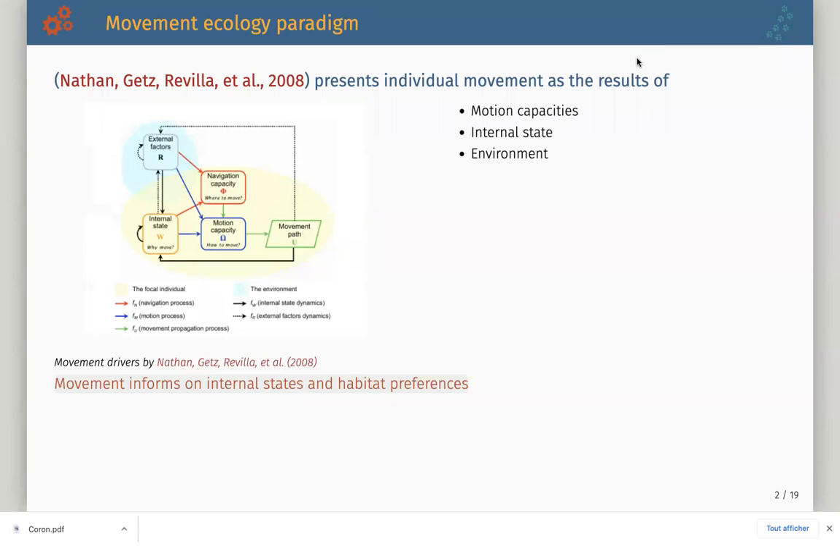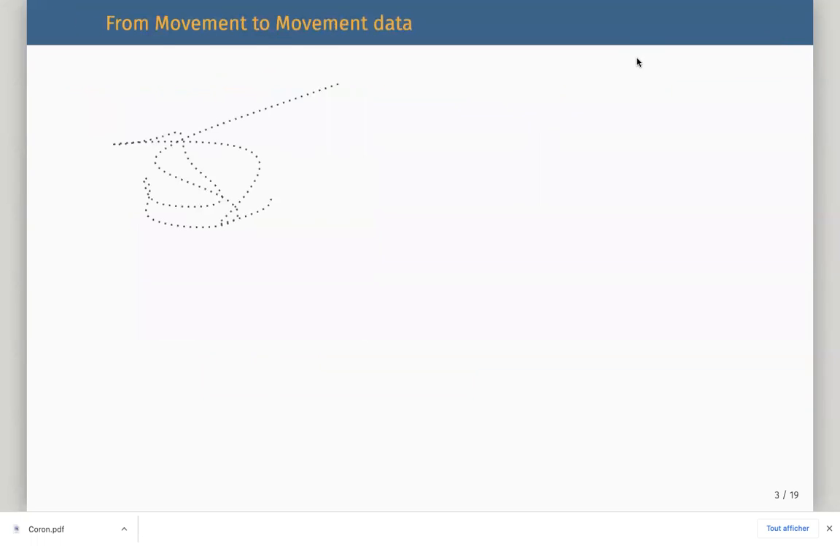In this presentation, I will focus on habitat preferences and how you can infer habitat preferences from movement data. But before that, I will briefly present what movement data are and how they are considered in ecology in general. It's basically a time series of positions, which might or might not be sampled at regular times. Here's an example with an irregular sampling process.